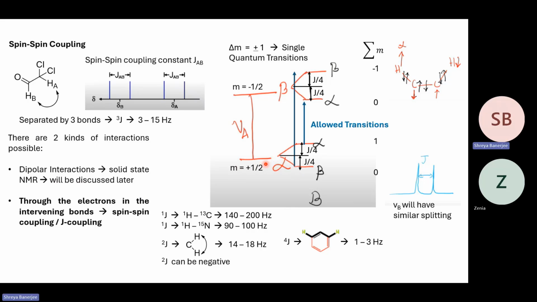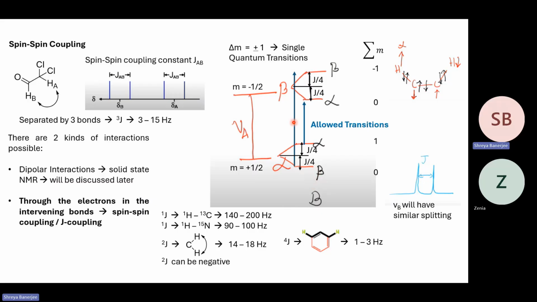Now the lower level is, suppose this is for the HA. Now HA is getting split up into two more levels. Again, HA will have its own alpha and beta, and HB will also have alpha and beta. So each level will split up into two more levels. So when you have two protons coupling with each other, there will be a total of 4 energy levels.